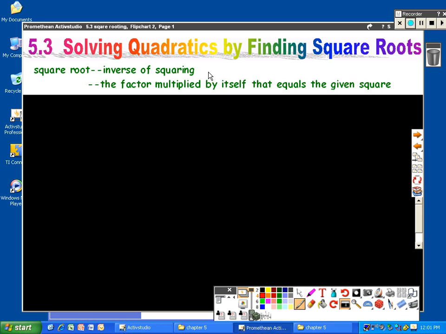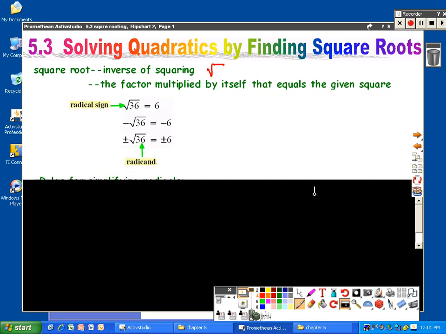We use the radical symbol as the symbol for square root. Here's our radical symbol. The square root of 36 is 6. If I want the negative square root of 36, that means I want the opposite of it, which is negative 6. If I want both the positive and negative, I will put plus or minus in front of the radical sign, and I get plus or minus 6. The actual number we're finding the square root of is called a radicand, and in this case, the radicand is 36.